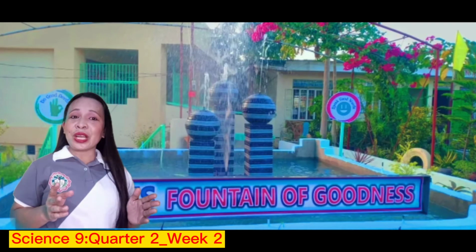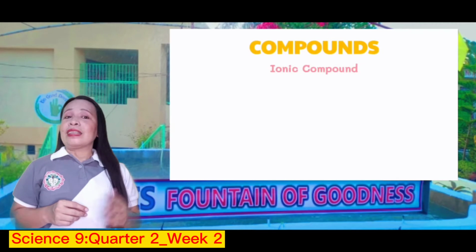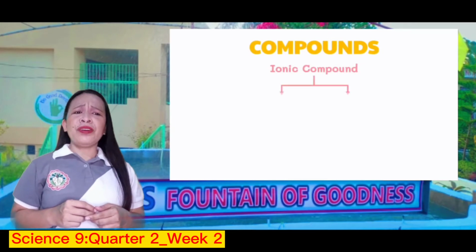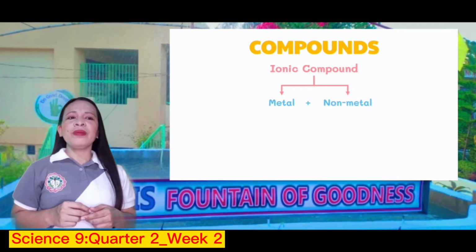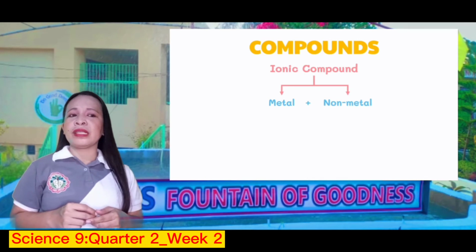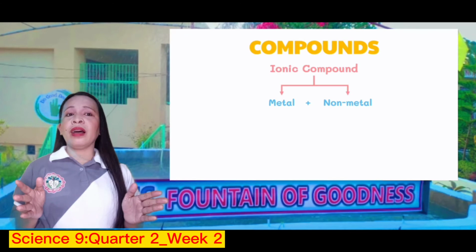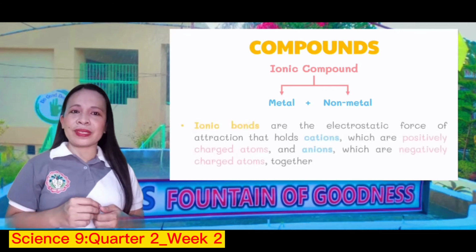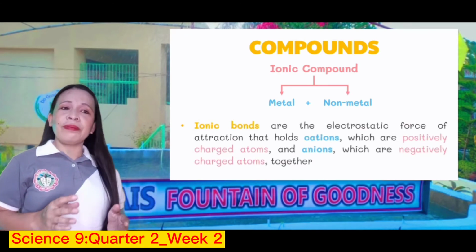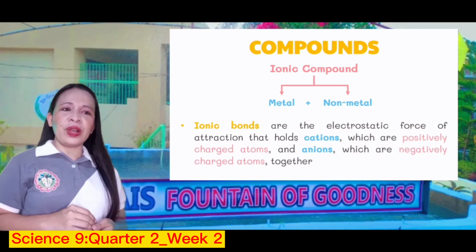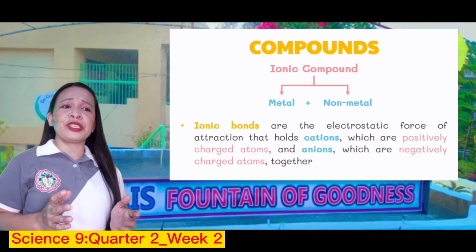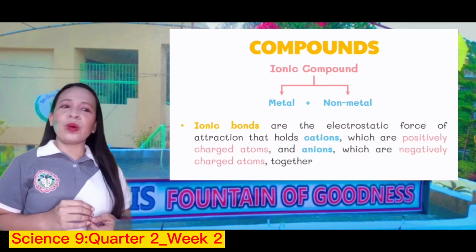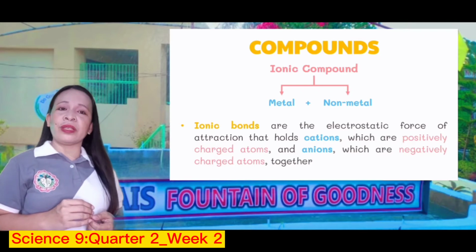Now let us take up the ionic compound. This is, as we have said, formed by a metal and a non-metal element, and the chemical combination between these two types of elements results in the formation of ionic bonds between atoms. Ionic bonds are the electrostatic force of attraction that holds cations, which are the positively charged atoms, and anions, which are the negatively charged atoms, together.